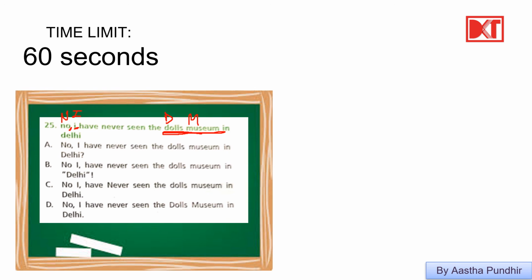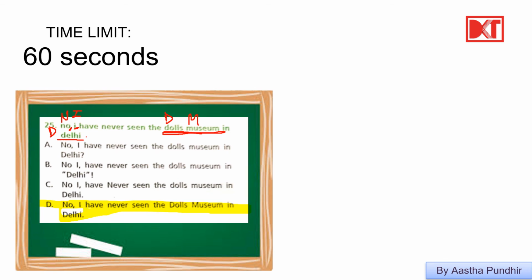I have never seen the Dolls Museum in Delhi. Here again, for Delhi, we will be having the first letter D as capital because it is the name of a city. And in the end, there will be a full stop. Why? Because full stop is used to show the end of the sentence. Right? So, which is the correct answer here? The correct answer is D.